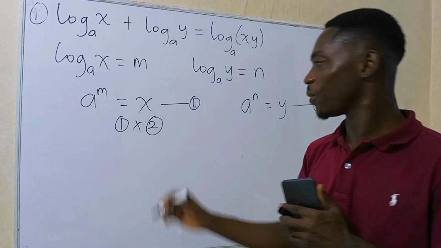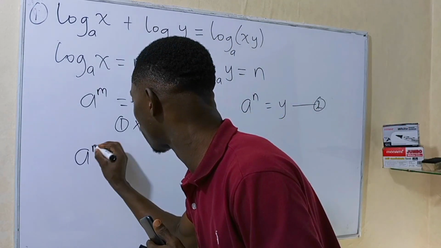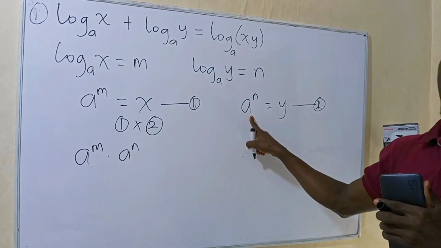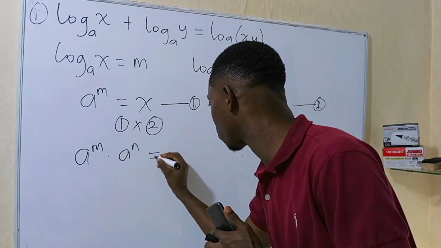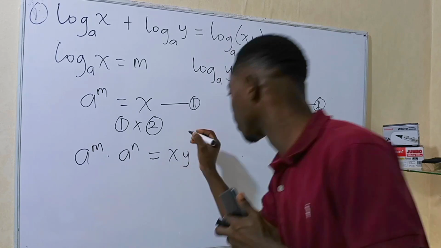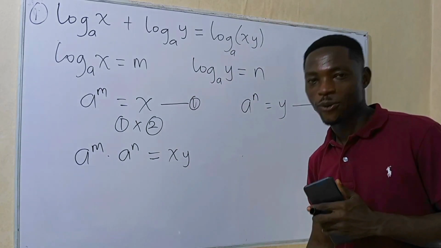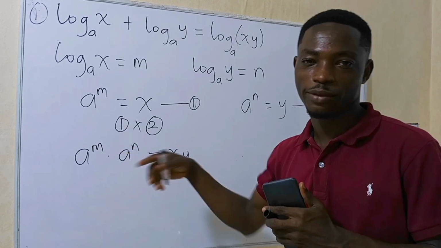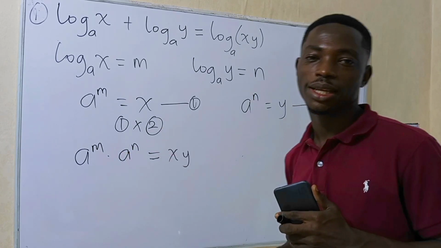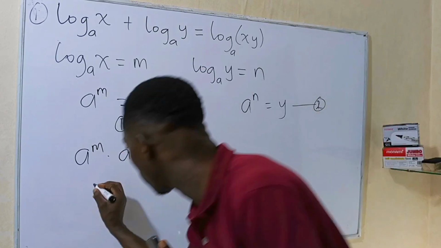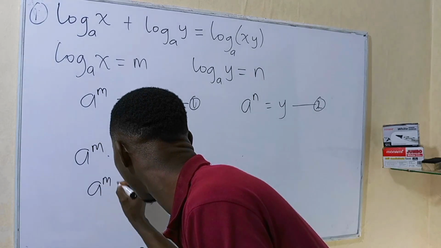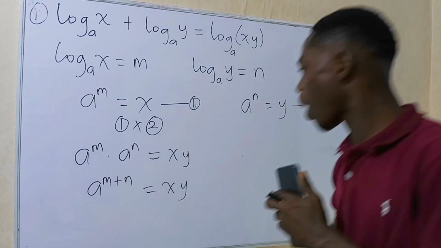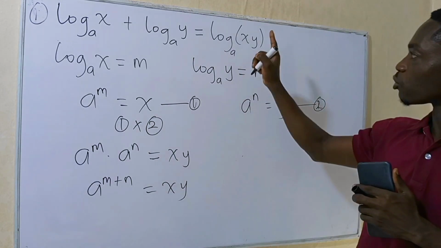On the left-hand side, we will end up getting a to the power m multiplying a to the power n, and this is equal to x times y. Cool, huh? Now check this. We have the same bases and they are multiplying. If this happens, we can actually combine their exponents. So here, we will end up getting a to the power m plus n, and this is equal to xy. Cool.